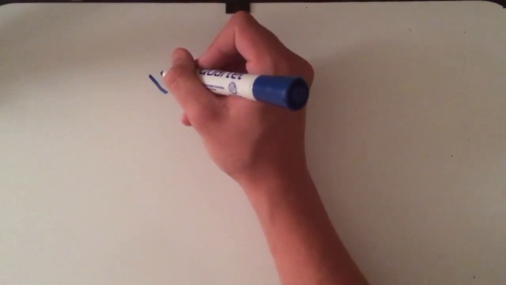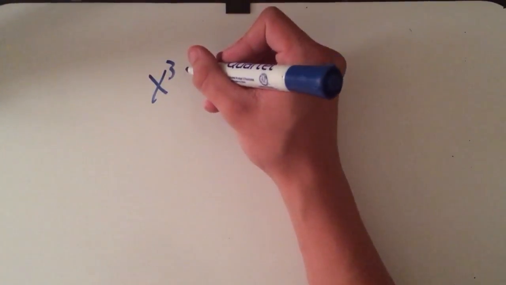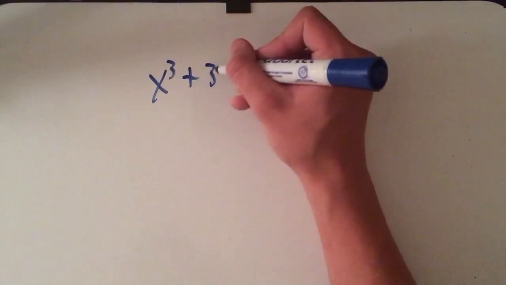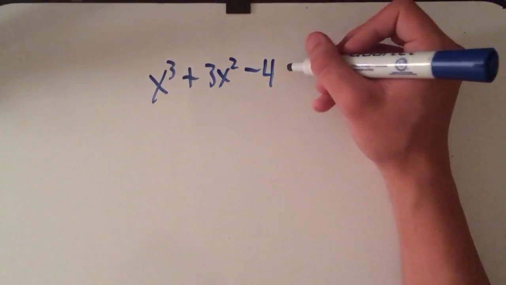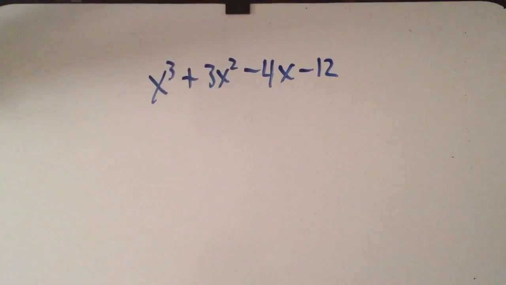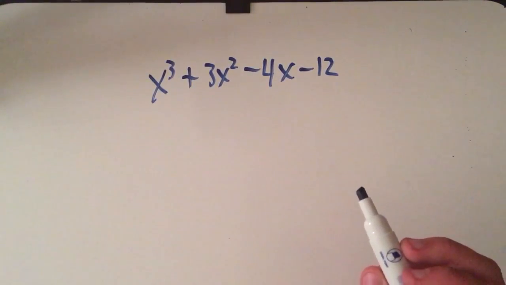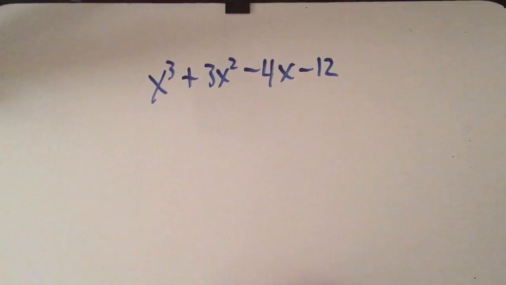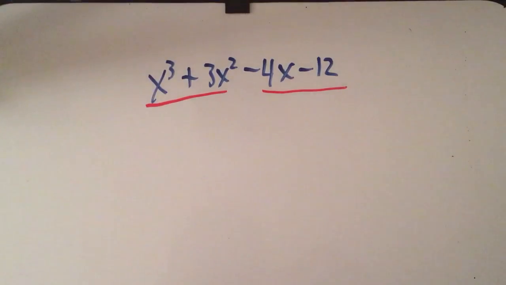But let's try factoring a cubic trinomial. So let's do x to the third plus 3x to the 2 minus 4x minus 12. So you're probably wondering, what do I do now? That's okay, I'm here. So what you want to do is group them. You want to take your first set and your second set and put them to the side.